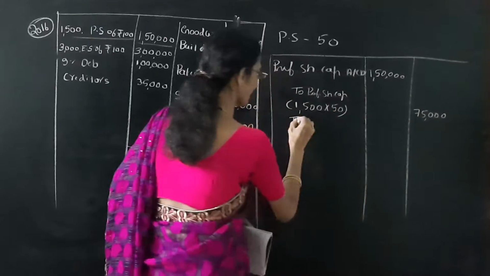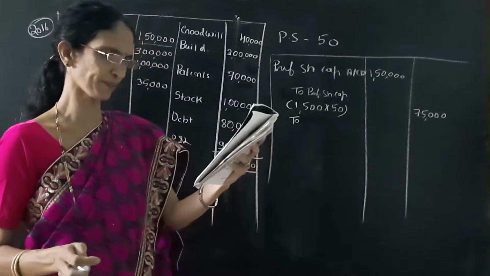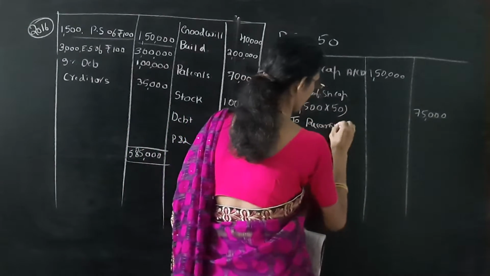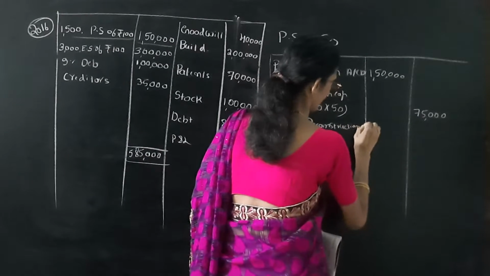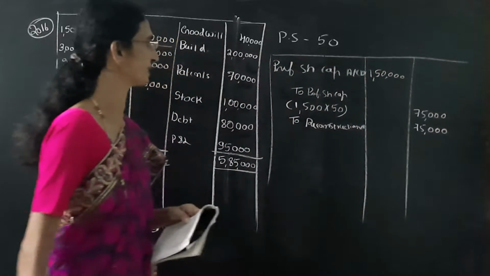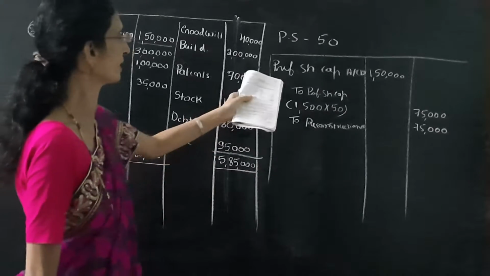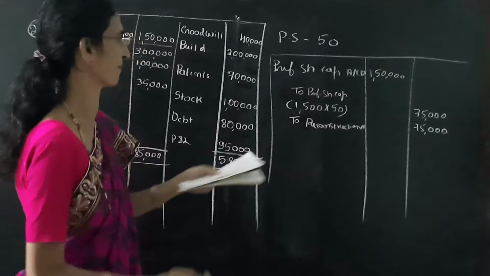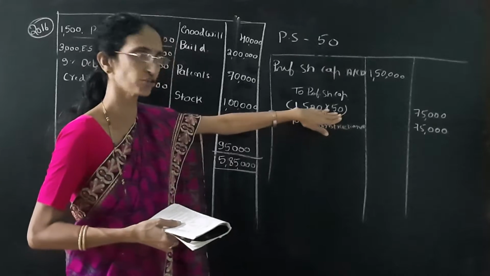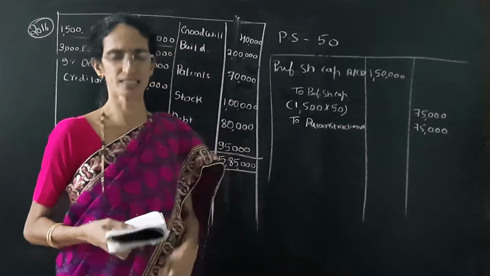Then the remaining balance should be transferred to, so here it is given, pass the journal entries and prepare reconstruction account. So we have to transfer it to reconstruction account. The balance is 75,000, being the capital reduction in preference shares. So preference share capital account debit to preference share capital account. It is reduced to rupees 50. Then the remaining balance should be transferred to reconstruction account.